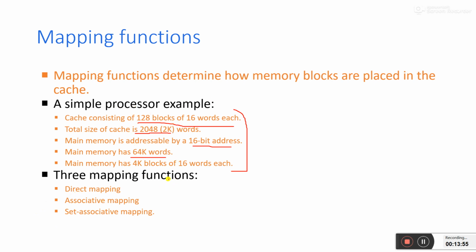There are some mapping techniques by means of which data is transferred to the cache memory: direct mapping, associative mapping, and set associative mapping. In the next lecture I will discuss these things.